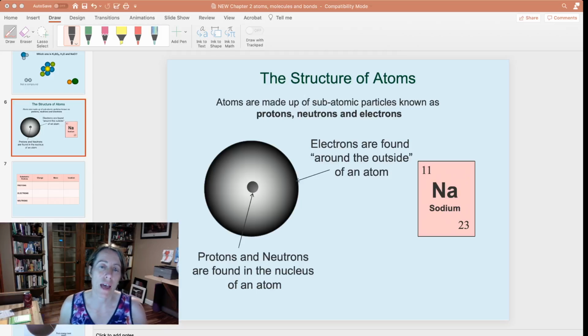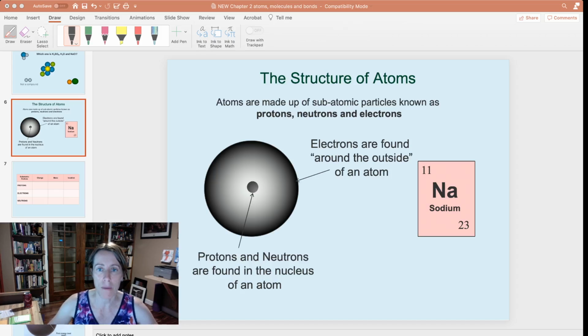So the atoms that elements are made from have their own structure, and they're made up of even tinier particles that we call subatomic particles. That means smaller than an atom. And these subatomic particles are known as protons, neutrons, and electrons. And every element in the periodic table is made up of a different recipe of protons, neutrons, and electrons.